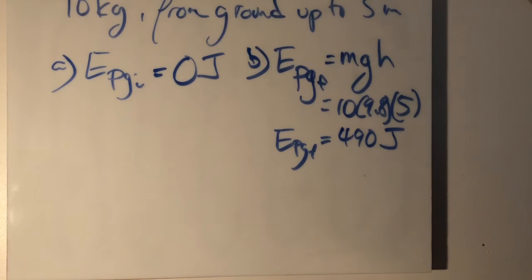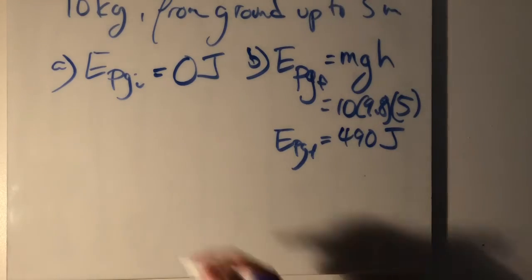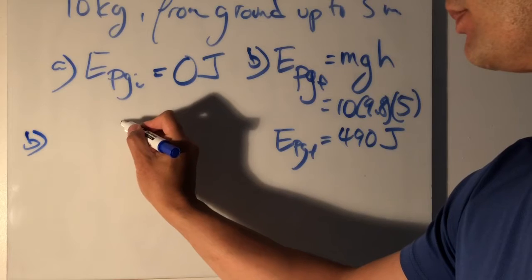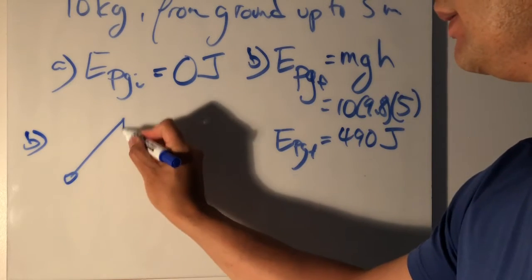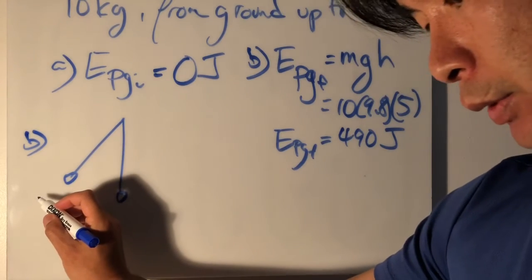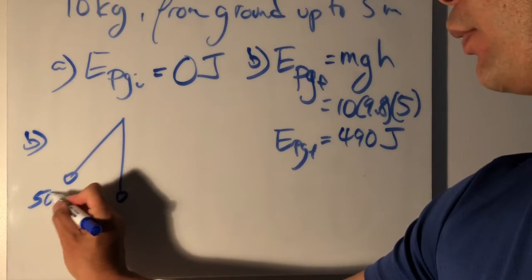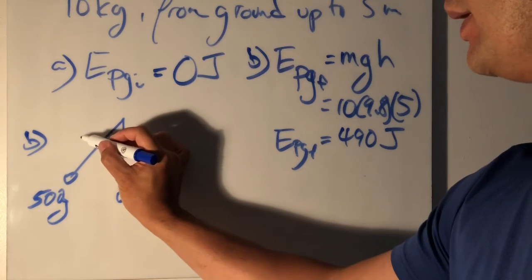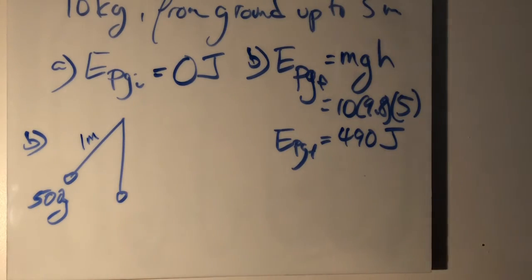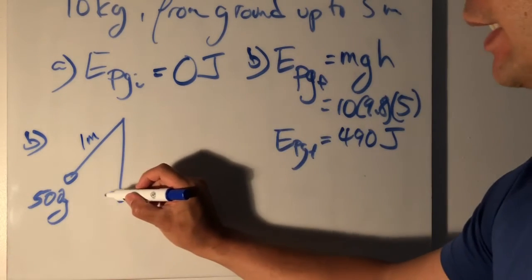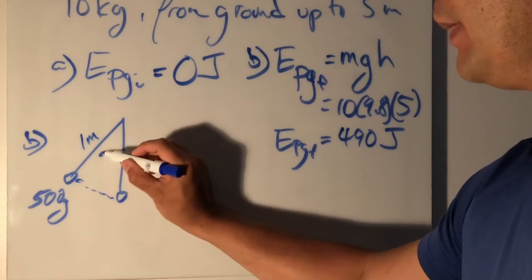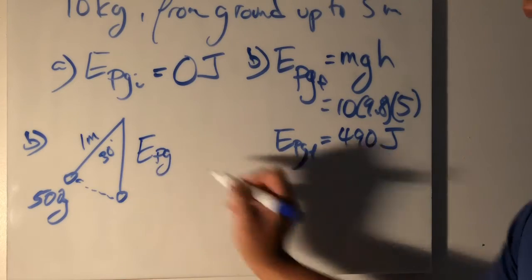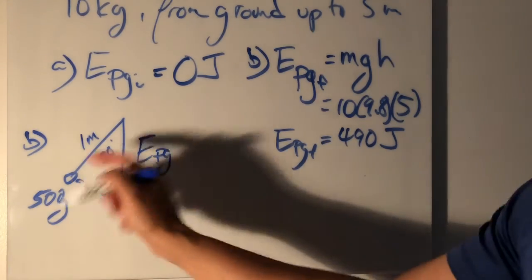Pretty straightforward. Okay, we'll do one more example. This is coming from a textbook. It says a pendulum has a weight on it that is 500 grams, and it is on a 1 meter length. If we lift that up to 30 degrees, what is the potential energy gained by moving that up 30 degrees?